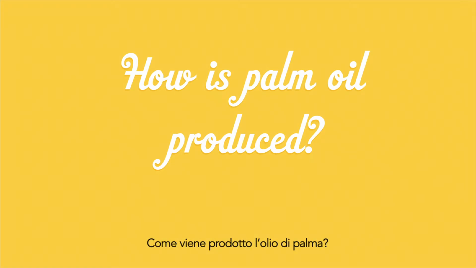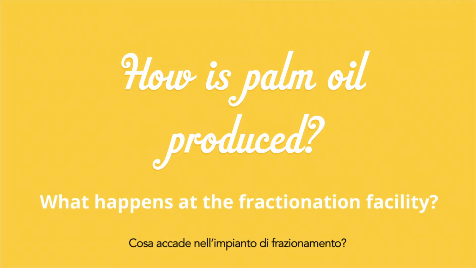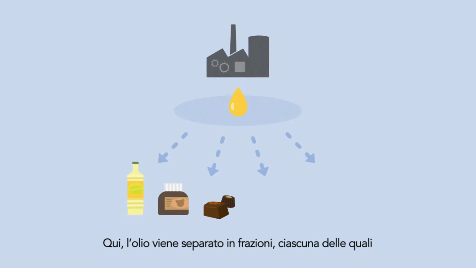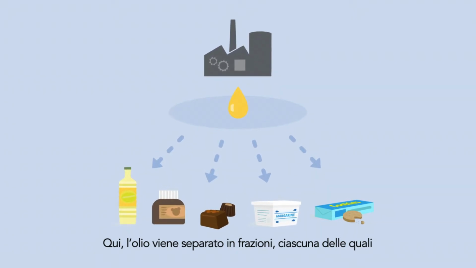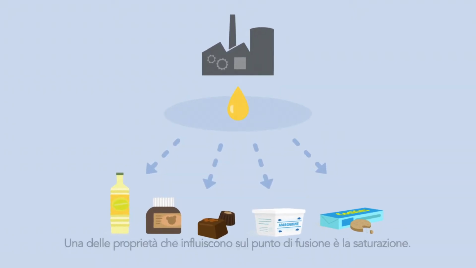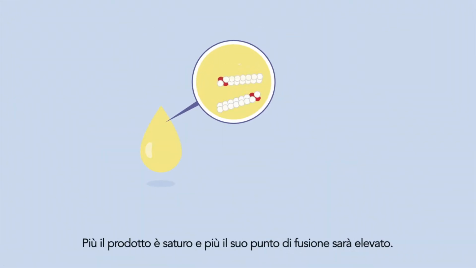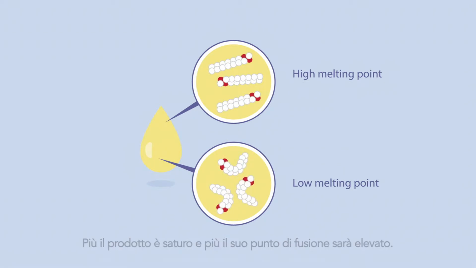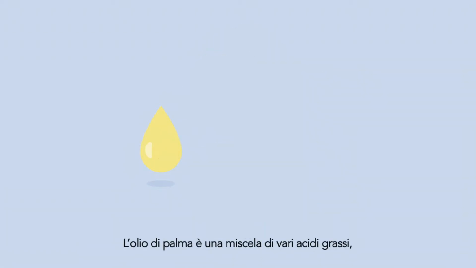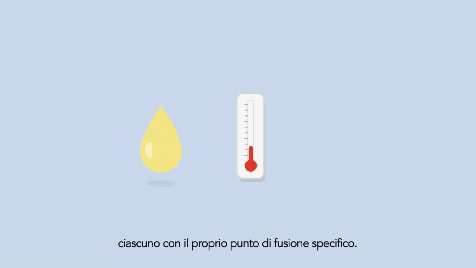How is palm oil produced? At the fractionation facility, the oil is separated into fractions, each with specific properties. One of the properties that influences the melting point is saturation. The more saturated, the higher the melting point. Palm oil is a mixture of different fatty acids, each with a specific melting point.